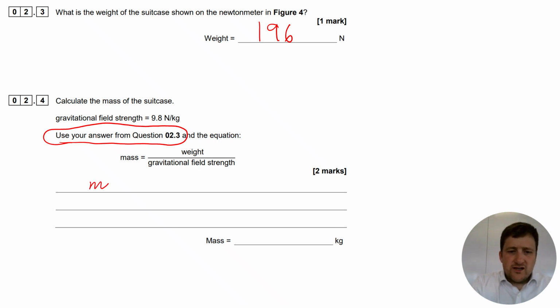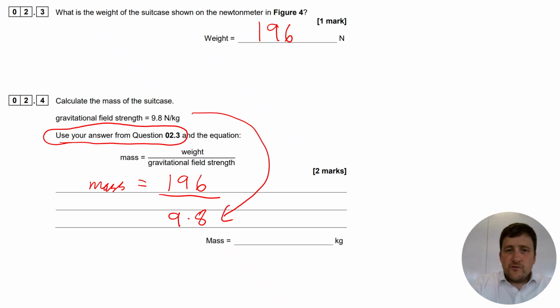Now we have mass equals, and we have decided our weight is 196, and then we're going to divide that by 9.8, which is what they give us in the question, the gravitational field strength. If we do that in our calculator, it's going to be 20 kilograms. Again, we've only had to substitute numbers in, so it's not going to be a large amount of maths we have to do.